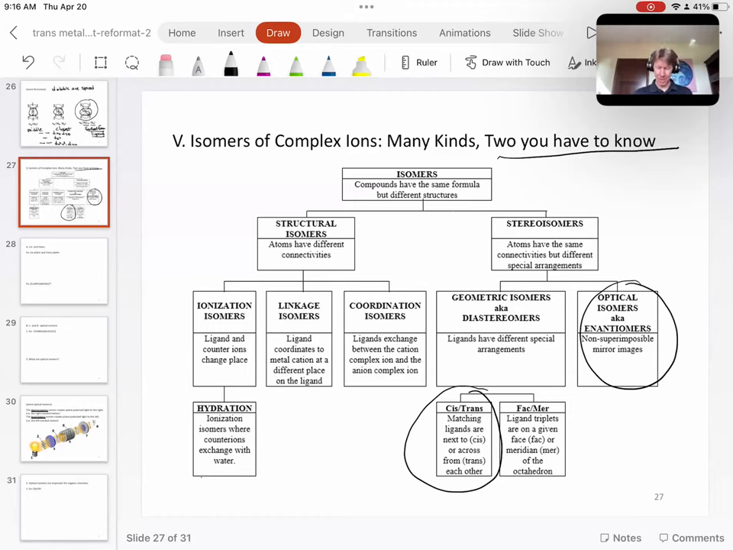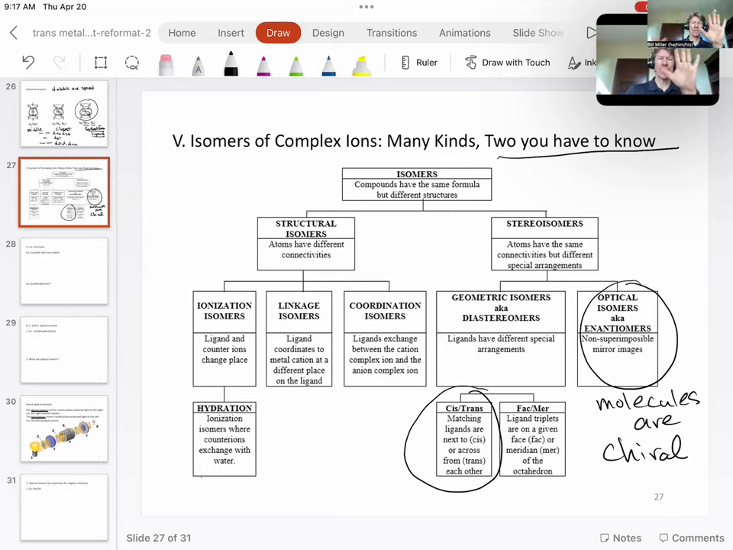Cis-trans are matching ligands that are next to each other, cis, or across from each other, trans. That's the cis-trans at the bottom. And optical isomers, also called enantiomers, are non-superimposable mirror images. And the word that you'll hear a lot for optical isomers is that the molecules are chiral. And chiral is the Greek word for hands.